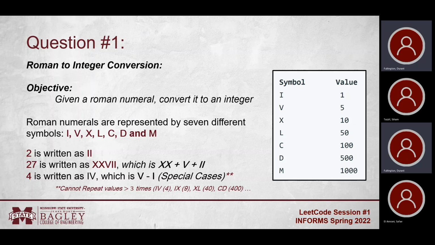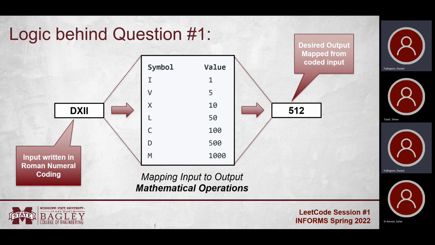So it'd be XXVII, which is essentially saying you're adding 10 plus 10 plus 5 plus 1 plus 1, and that equals 27. So that's how the Roman numeral system works in a nutshell, and so we'll dive right into understanding the logic of this question. So behind the logic, again, we want to have an input.